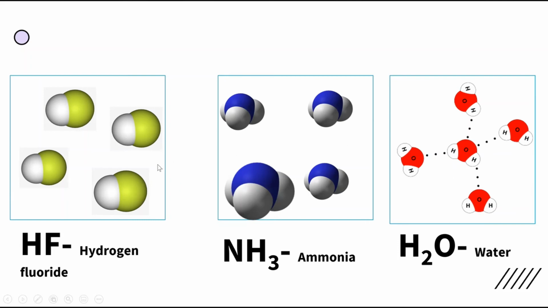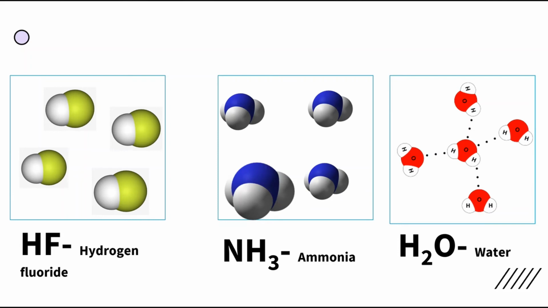The green colored atom is the fluorine, which is bonded to one hydrogen atom. In the second, I have ammonia, where one nitrogen is bonded with three hydrogen atoms. And in the third, I have water, where one oxygen is bonded with two hydrogen atoms. And what do these molecules have to do with hydrogen bonds? The simple answer is that in each of these cases, we have hydrogen bonded to a much more electronegative atom. Here the electronegative atom is fluorine, in the second case it is nitrogen, and in the third case it is oxygen.